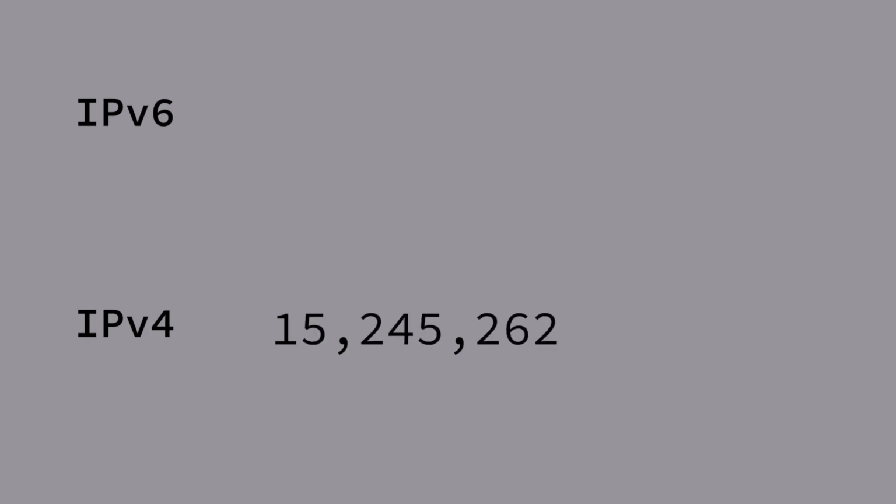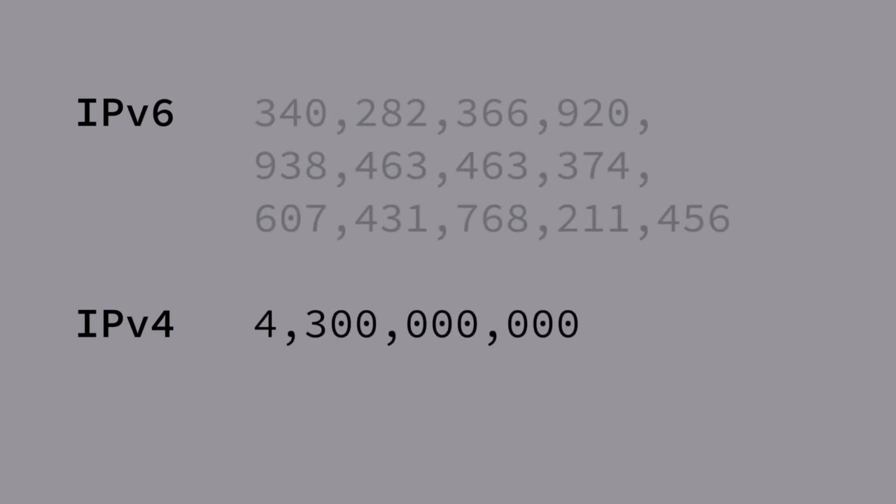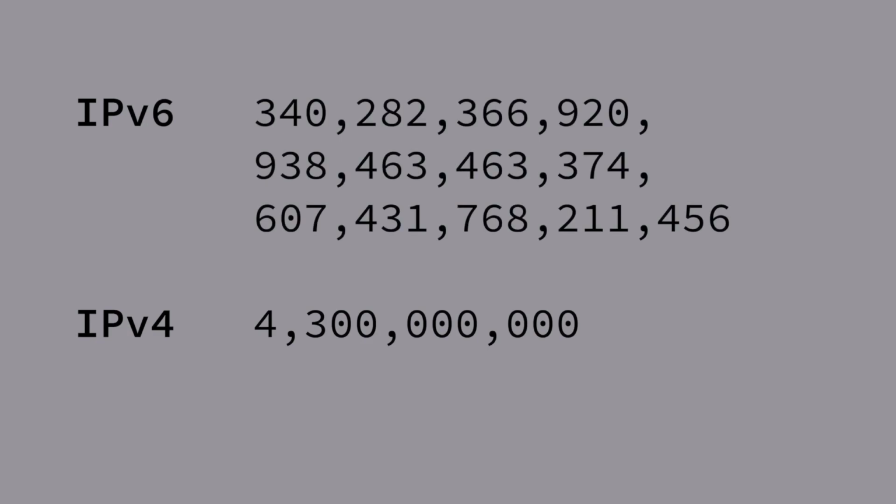So IPv6 has been developed to replace IPv4, mainly because IPv4 is running out of addresses. IPv4 only supports 4.3 billion unique IP addresses, whereas IPv6 supports up to 340 trillion, trillion, trillion addresses. That's a lot of addresses.